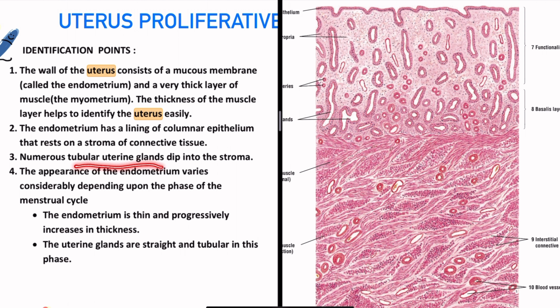Numerous tubular uterine glands dip in the stroma. So these are the uterine glands that dip into the stroma. The appearance of the endometrium varies considerably depending upon the phase of the menstrual cycle. Endometrium is thin and progressively increases in thickness. The uterine glands are straight tubular in this phase. So you can see these are the straight uterine glands.